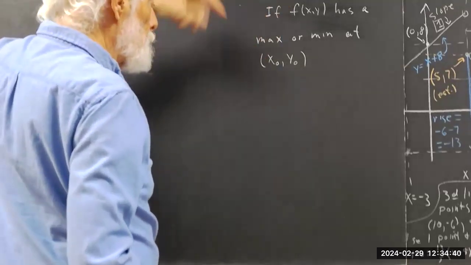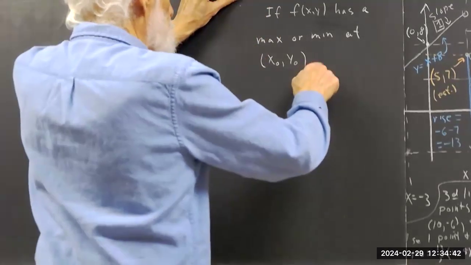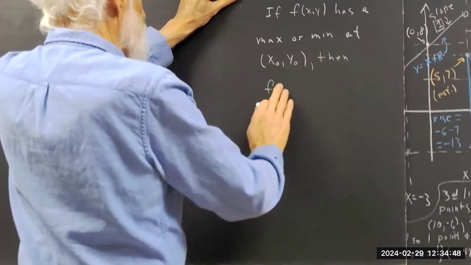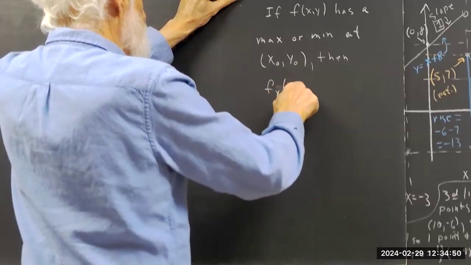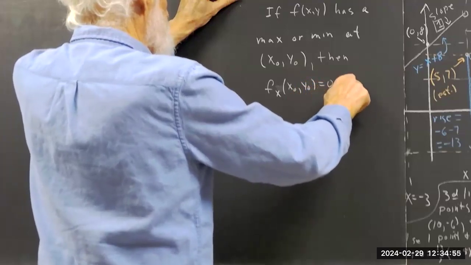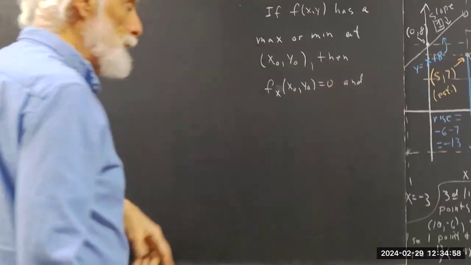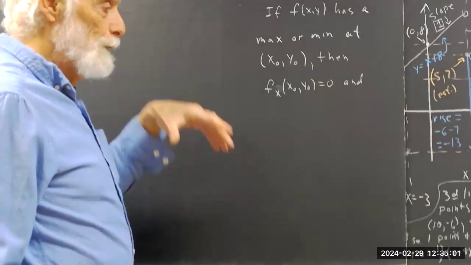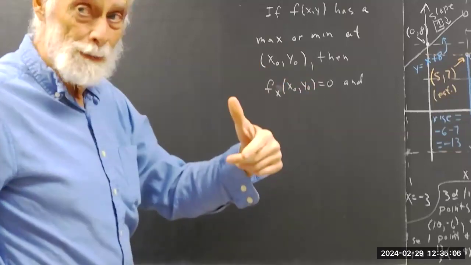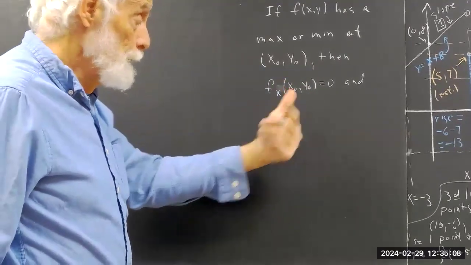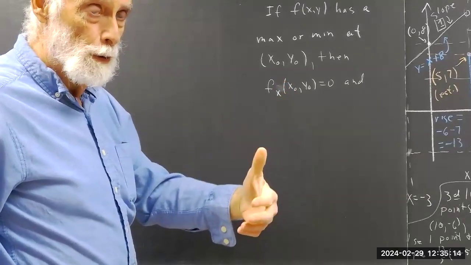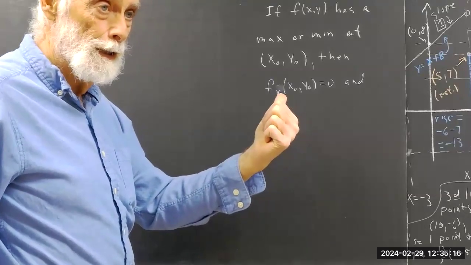If f of x, y has a maximum or minimum at x naught, y naught, then f_x at x naught, y naught has to be 0. Because if it isn't, that means f is either rising or falling as you move in the x direction at the point x naught, y naught, which means if you go in the direction where it's falling, it's going to get lower. If you're going in the opposite direction, it's going to get higher.